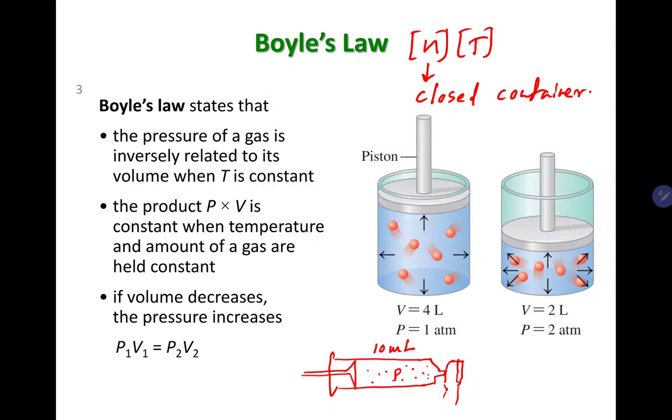Next, what I want you to do is press the piston inside and reduce the volume by half. Press the piston inside and reduce the volume of the container by half. Okay, so let's say the new volume is 5 milliliters.